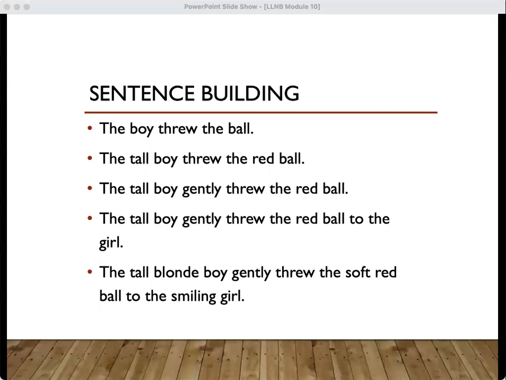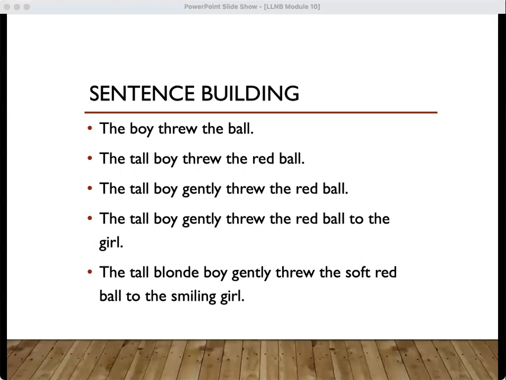Well, let's go with the boy threw the ball. Next, we're going to ask the learner to add an adjective to each noun. The tall boy threw the red ball. Next, we want to ask the learner to add an adverb. An adverb tells how something was done and may end in ly. The tall boy gently threw the red ball.